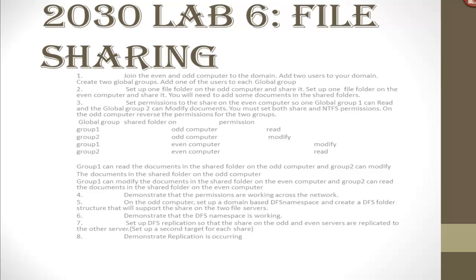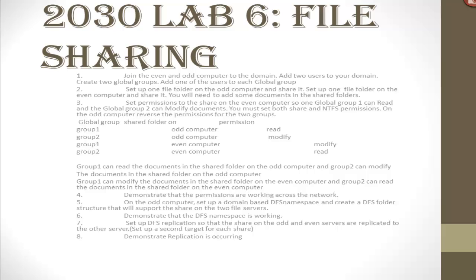We're going to set both share and NTFS permissions on the odd computer and reverse the permissions for the 2 groups. As you can see, the outline for how we're going to do that is there. Group 1 can read the documents in the shared folder on the odd computer, and group 2 can modify them. And group 1 can modify the documents in the shared folder on the even computer, and group 2 can read them.